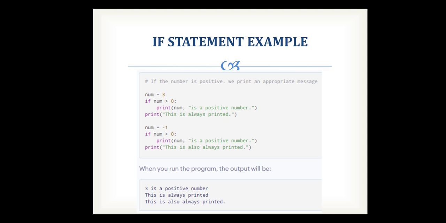So for 3, it prints that the number is positive, and the second statement, "This is always printed", is also printed. But for -1, it does not print "It is a positive number"; it directly prints "This is also always printed". So this is the difference. That is how the if statement works.